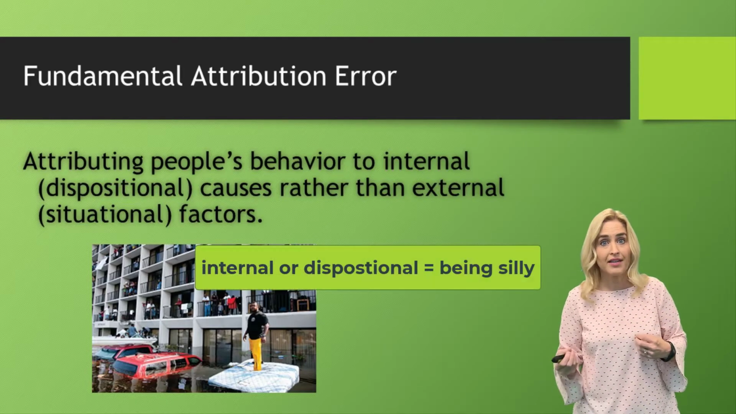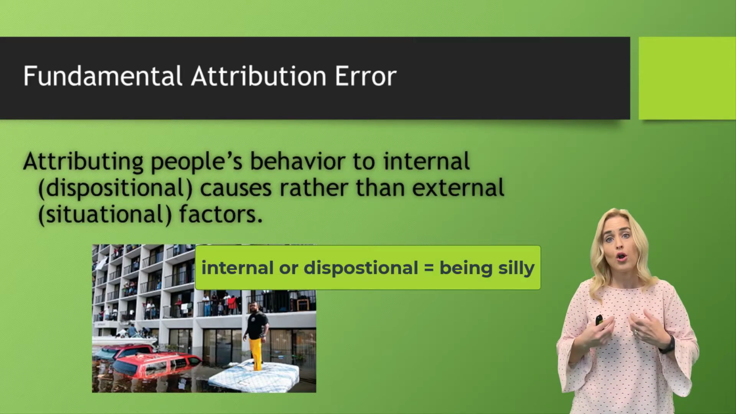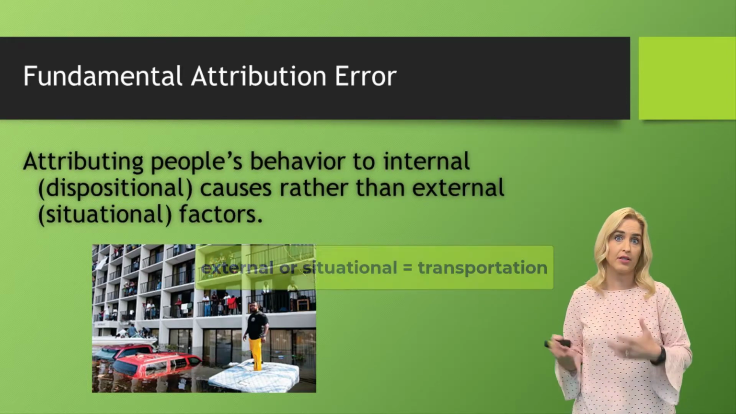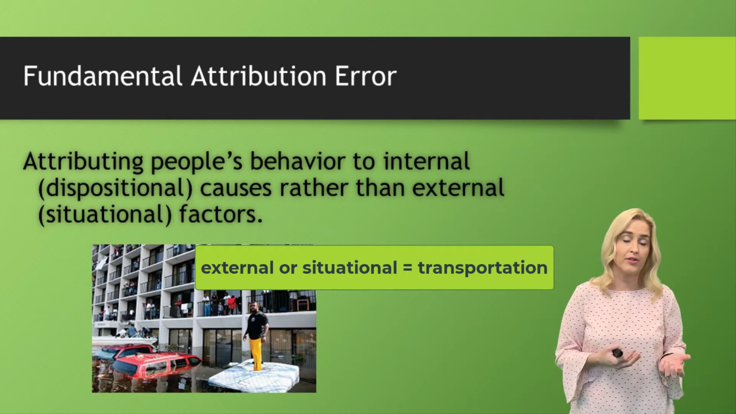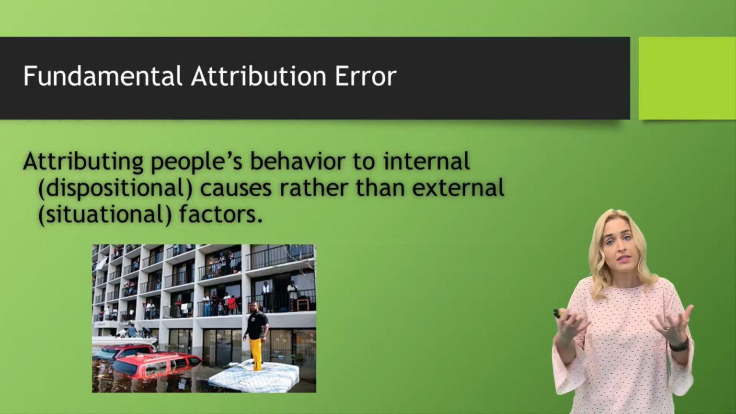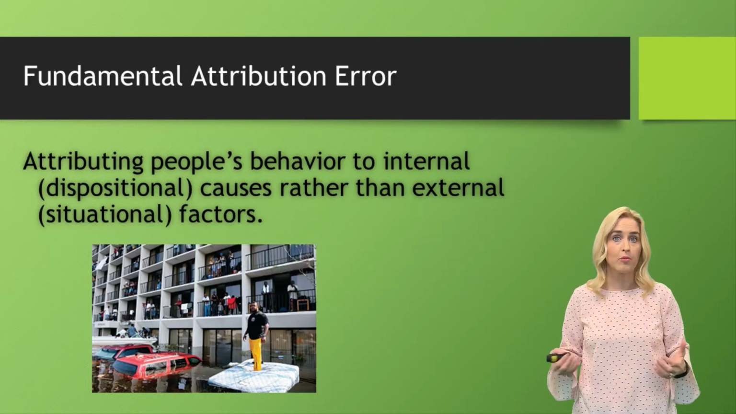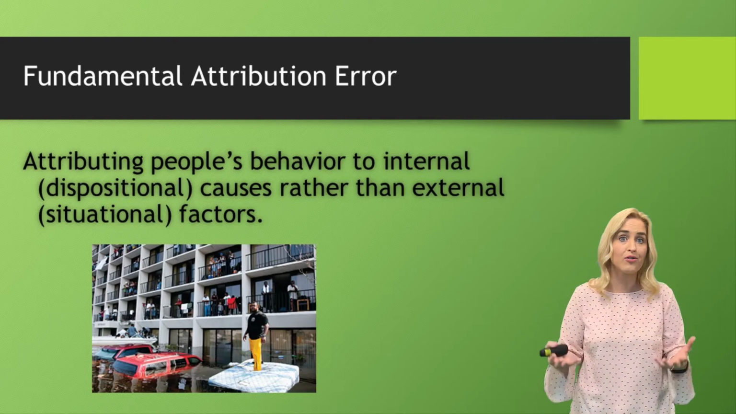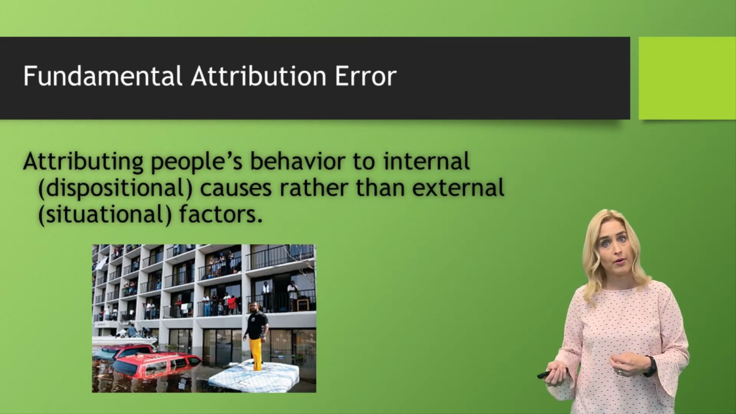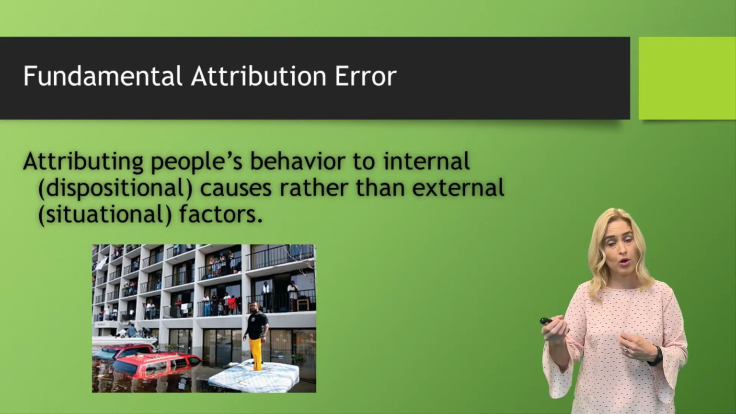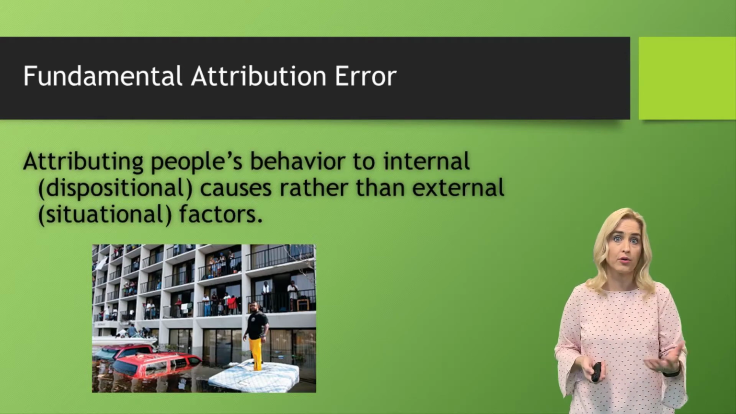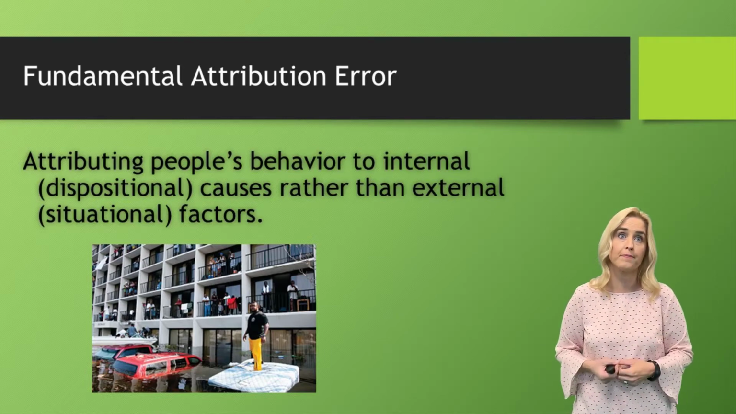So being silly, a dispositional attribution, rather than looking at the situational factors, there were not enough buses to actually get people out of their dangerous situation. So transportation was an issue at that time. But that wasn't necessarily something that everyone knew about because the media hadn't gotten that information out to everyone yet. So this is an example of the fundamental attribution error, when we jump to an internal cause rather than looking at what is in the situation for the person or the people that are dealing with their issues.